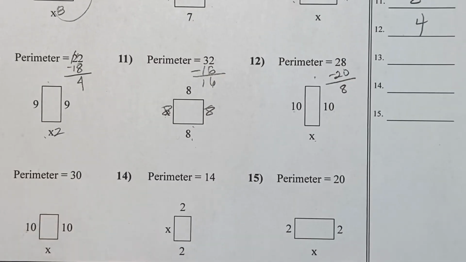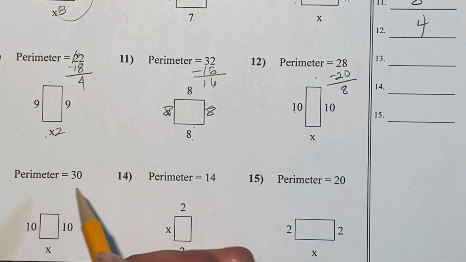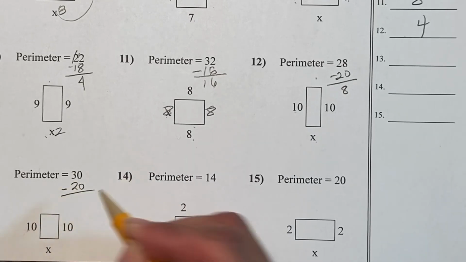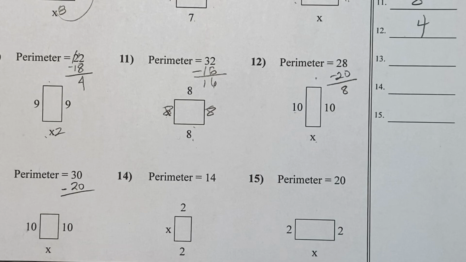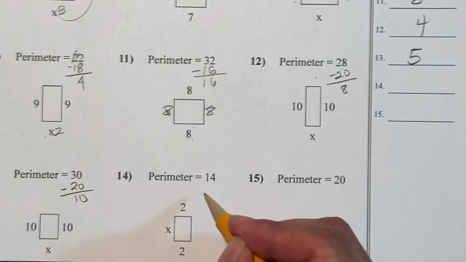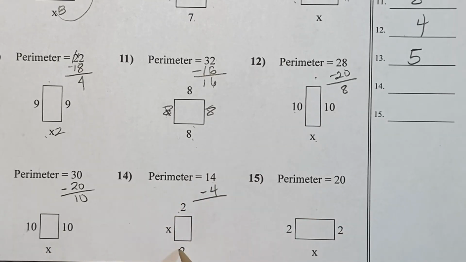Let's take a look-see at number 13. The perimeter is 30. I'm going to subtract the 20 that I see. And when I subtract the 20 that I see, I have 10 left. Half of the 10 to each side. X equals 5. Question number 14. The perimeter is 14. I'm going to subtract the 4. 2 plus 2 is 4. And I am left with 10. Half of the 10 goes to each of the remaining sides, and x equals 5.